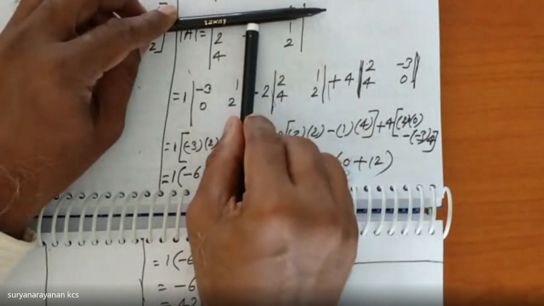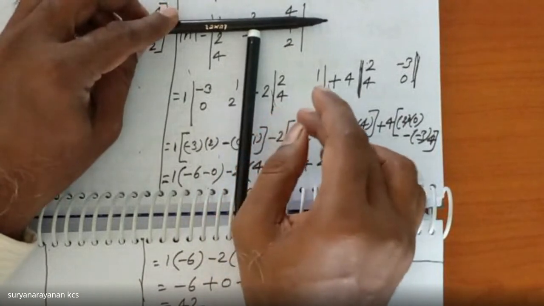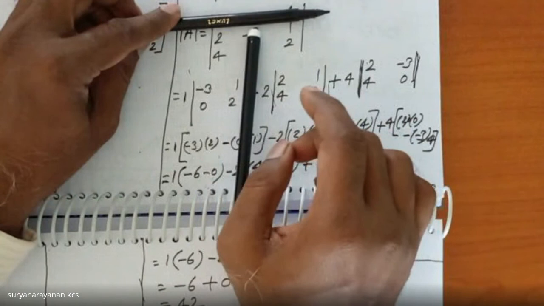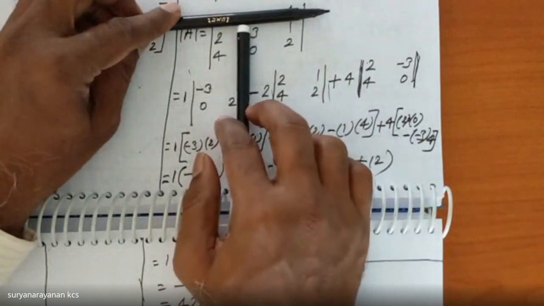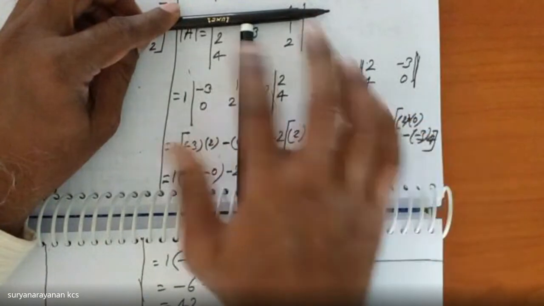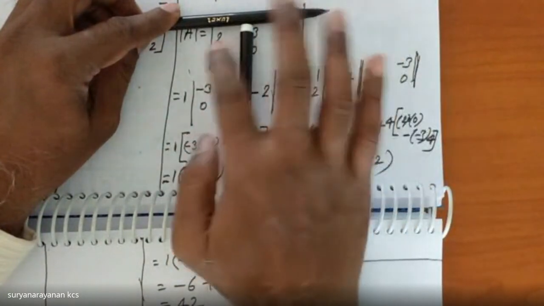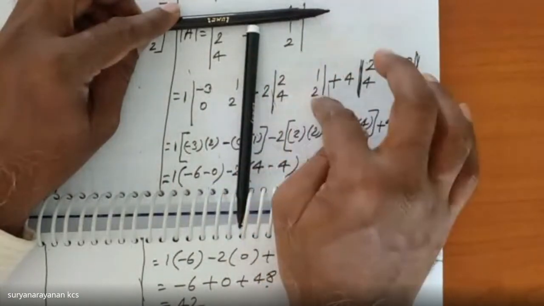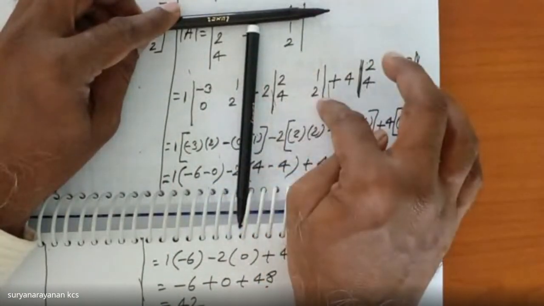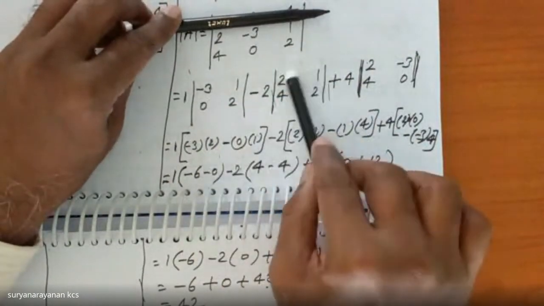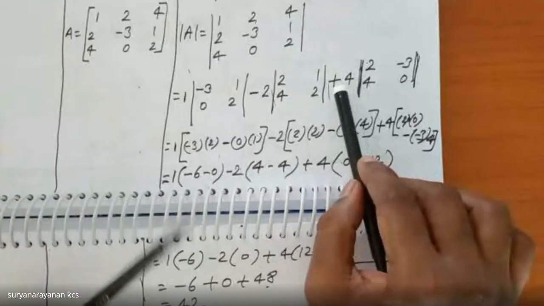Then you can see only 4 elements. After closing the first row, second column, what are the 4 elements left here? 2, 1, 4, 2. Yes or no? The same 4 elements: cut, copy, paste here. 2, 1, 4, 2. Understood this is the second term? Yes, sir.